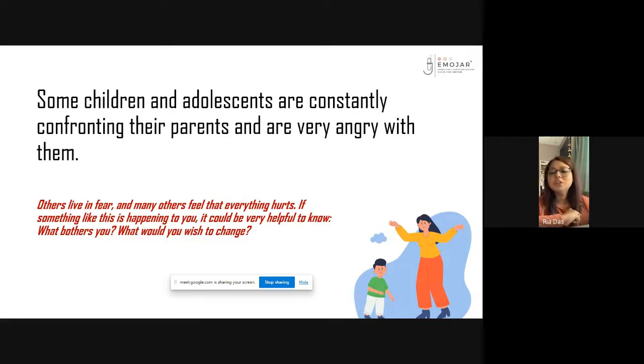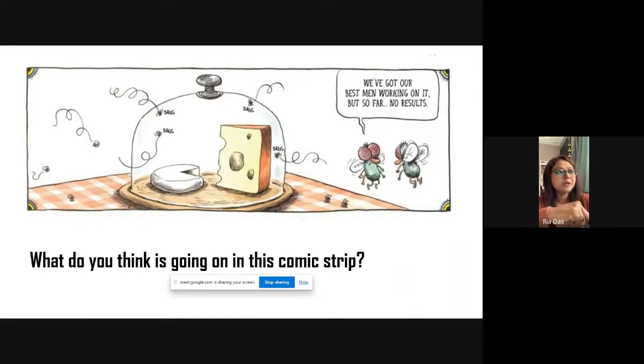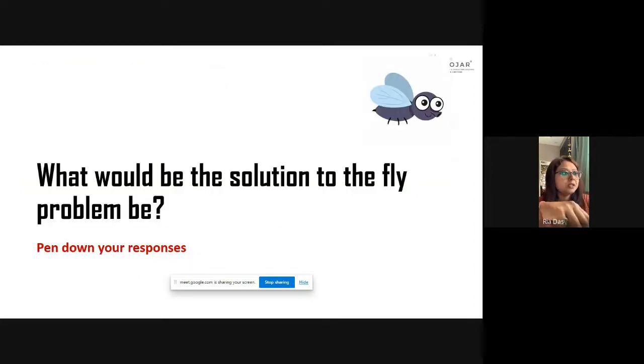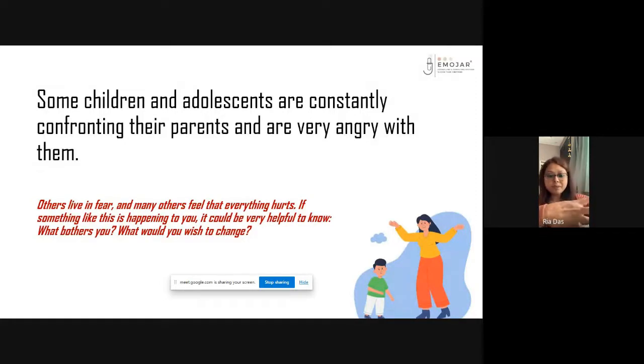Now, for children and adolescents, they are constantly confronting their parents because there will be a difference in opinion. So they are constantly confronting their parents, like we saw in the bees example, where they bang, bang, bang on the glass. The parents and the children or the adolescents are constantly confronting each other without a proper solution. Some of them may be living in fear because they are afraid of what the parents will say, what they will do. Maybe I'll get hit by my parents or be verbally abused.